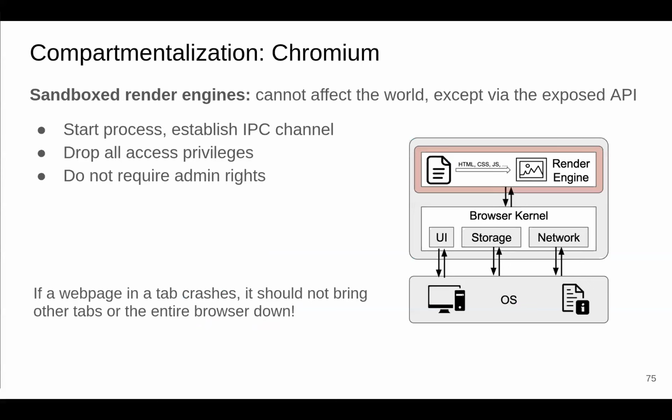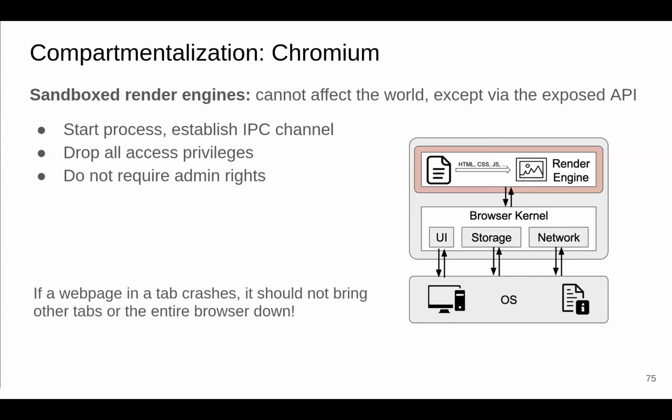Compartmentalization is used, for example, in Chromium for sandboxed render engines. This is what I mentioned before. Rendering HTML, CSS, and running JavaScript is horribly hard. It's extremely difficult to get this right. It's the most complex code in the browser, also the most buggy code in the browser. This is why the render engine, which renders HTML and turns it into a tree of information, a DOM tree, is run in a separate compartmentalized process.